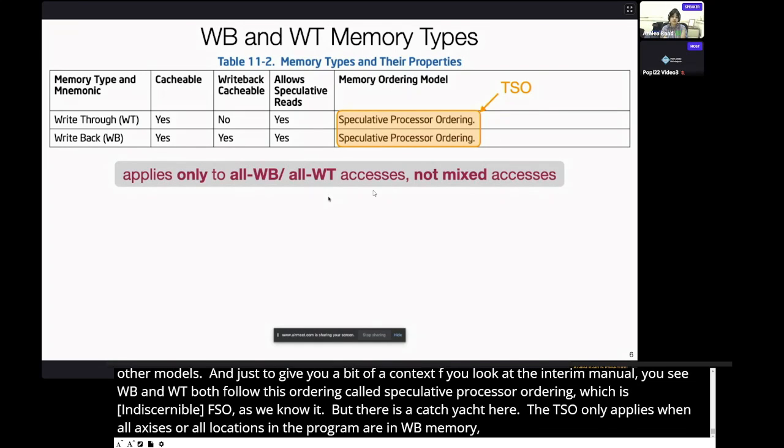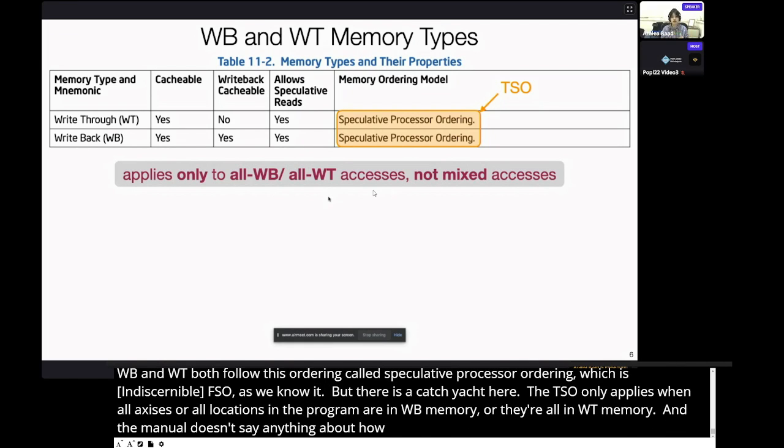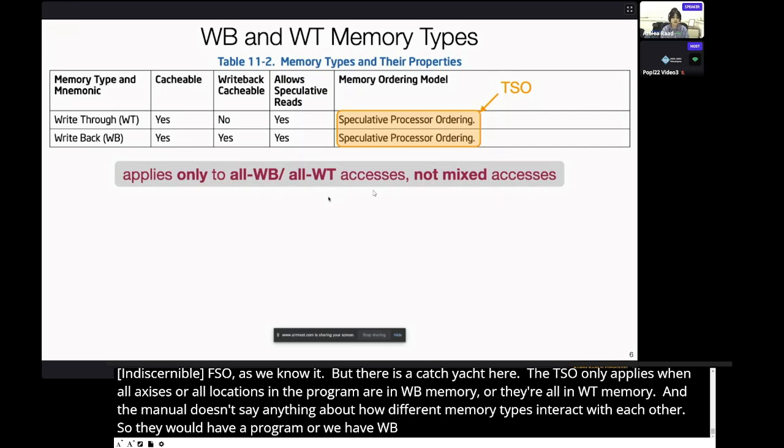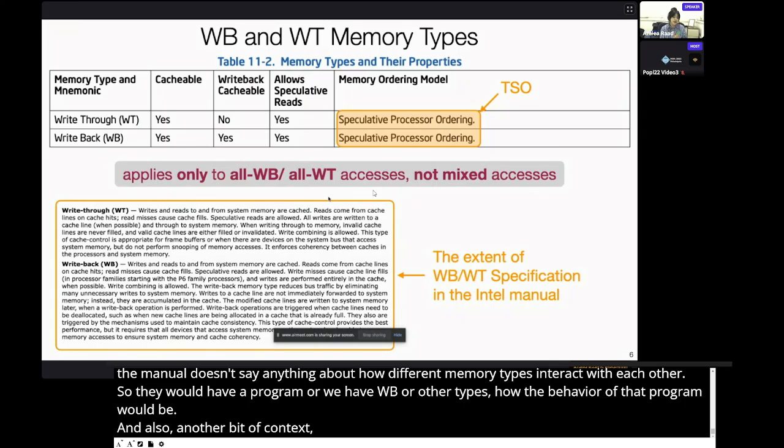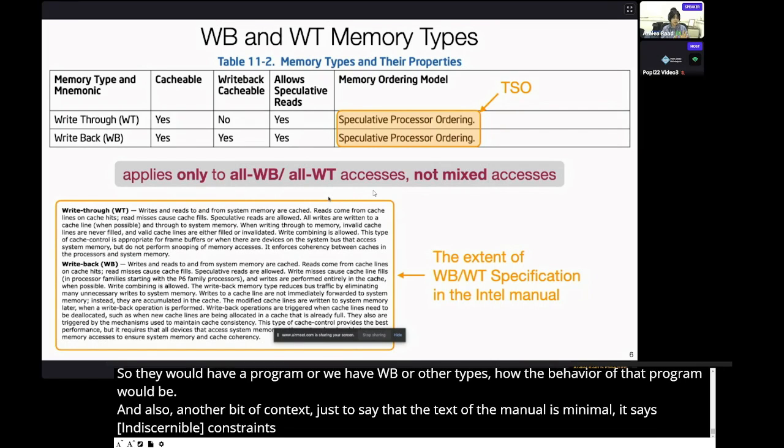And the manual doesn't say anything about how different memory types interact with each other. So if you have a program where you have WB and WT together or WB and other types, what the behavior of that program will be. Also, another bit of context: the text of the manual is really minimal, fairly laconic. It says very little about these ordering constraints and how you should understand them. And it doesn't say anything about how these accesses interact with each other.